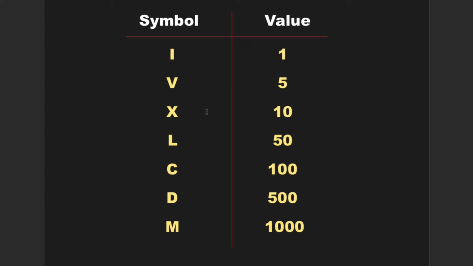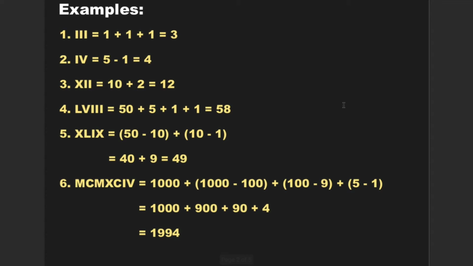Basically, there are 7 characters in Roman numbers, namely I, V, X, L, C, D, M, with the corresponding integer values 1, 5, 10, 50, 100, 500 and 1000. Let's look at some examples of Roman numbers with the corresponding integer values. If a character is repeated, then the value of the character is added to get the integer value. For example, III is 3.